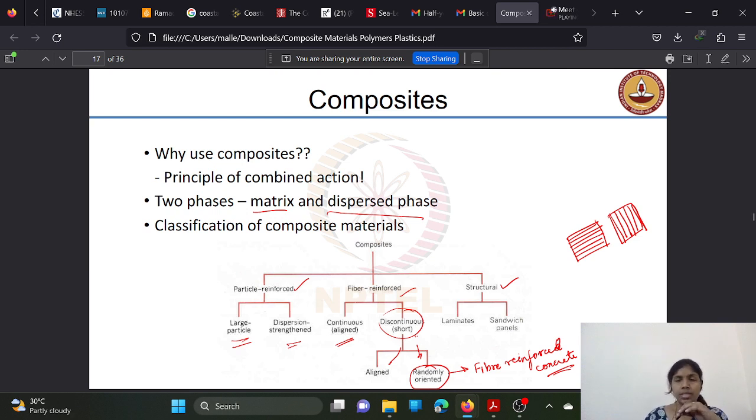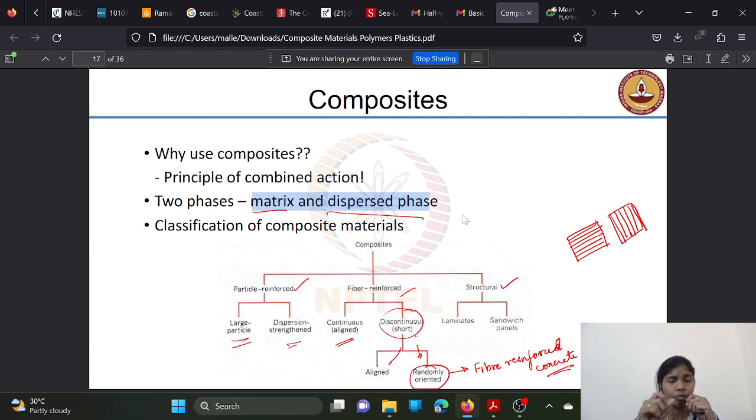And composites. For suppose if you want to use polymers in construction, as such you can't use the polymers because they have a fire-catching nature, and they are less resistant to sustained loading. So the only way we can use polymers in construction is as composites. What do you mean by composite? There are two phases here, matrix and dispersed phase. For example, if you take the case of cement concrete, the cement paste is the matrix. So the cement paste will be in the matrix phase, and the aggregates will be in the dispersed phase.